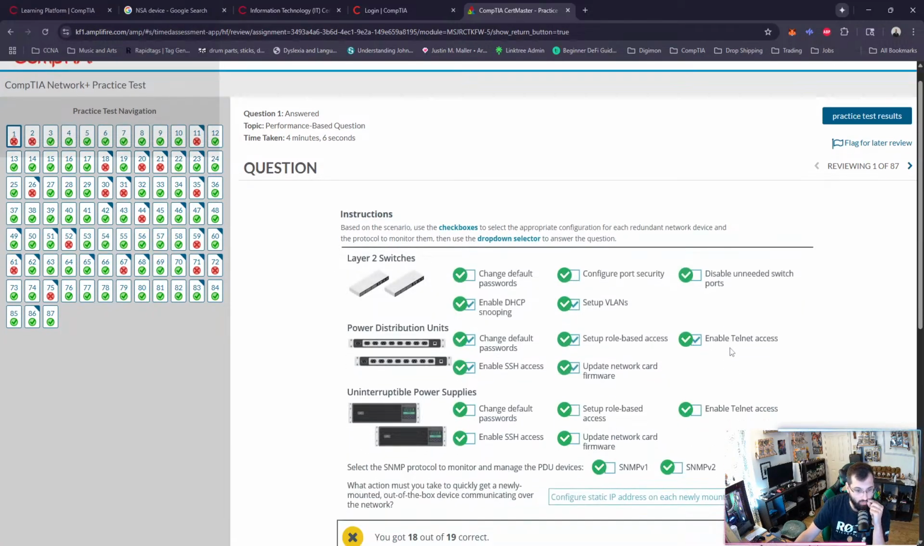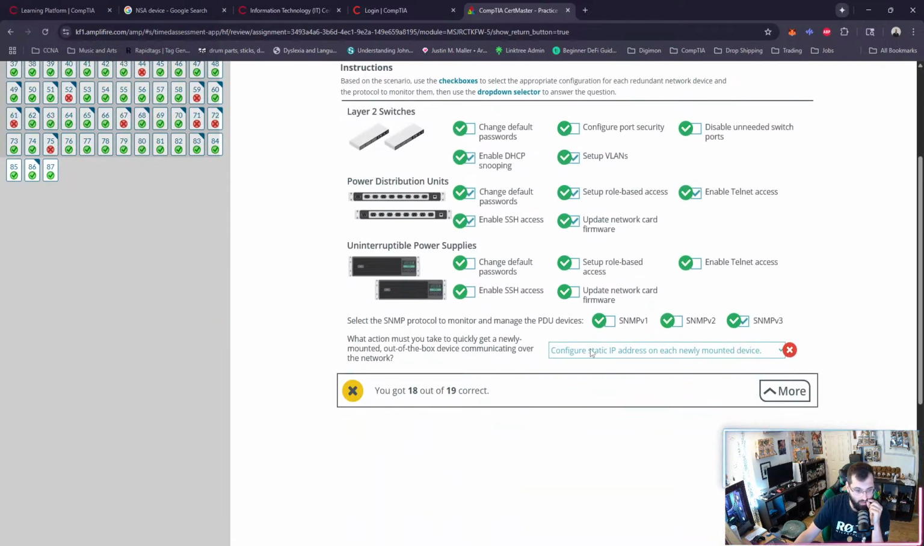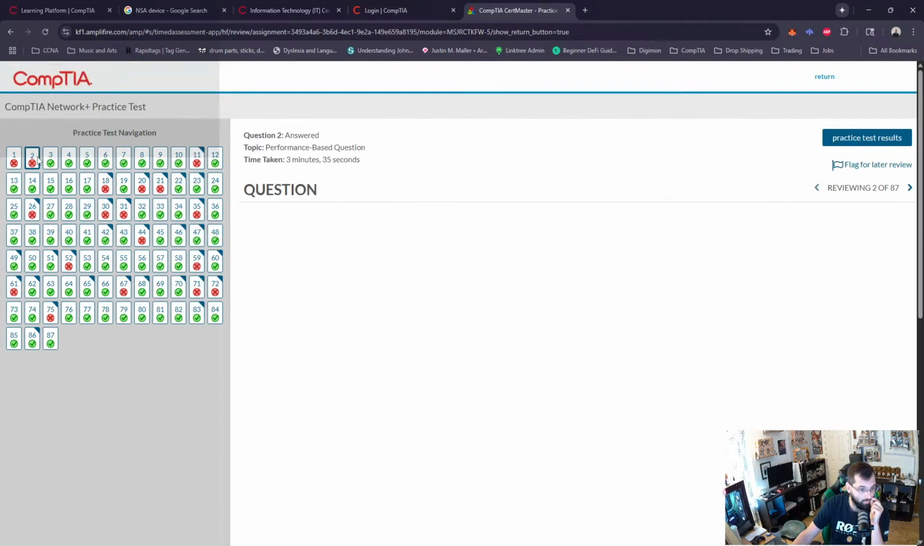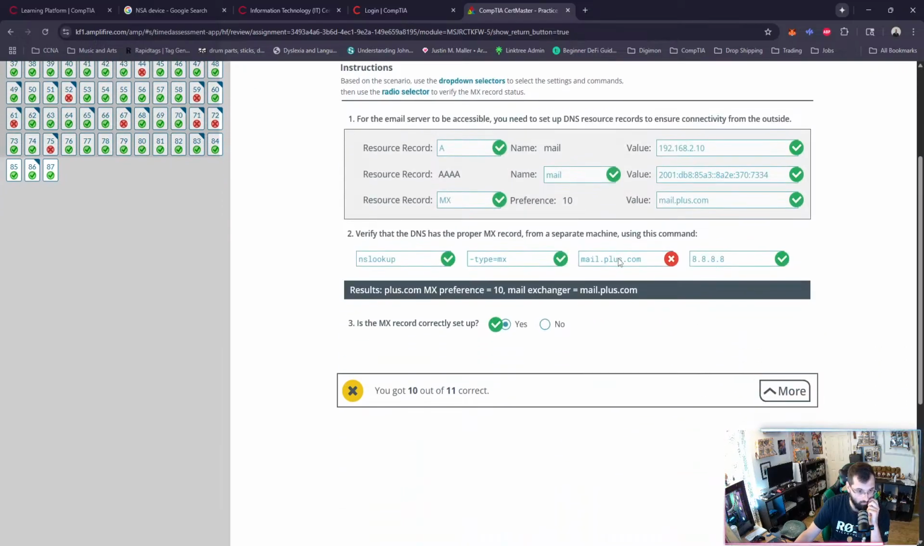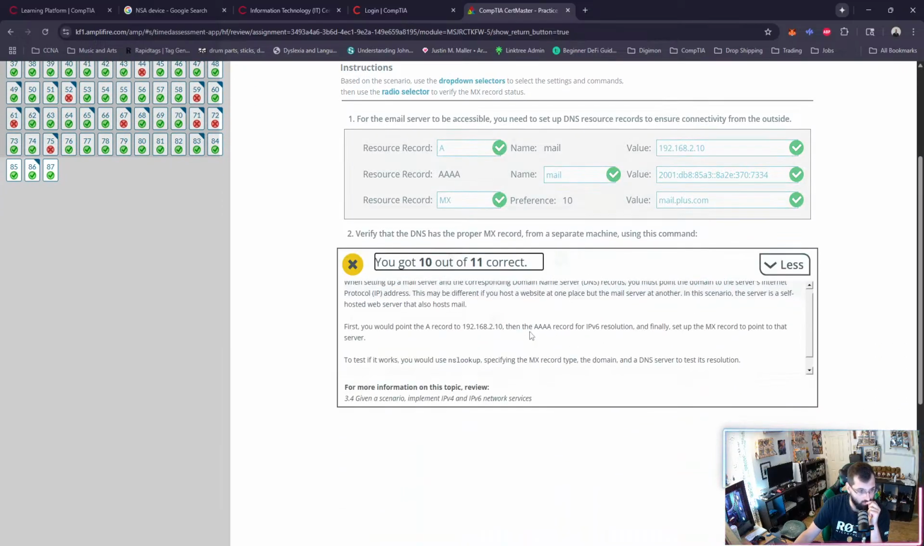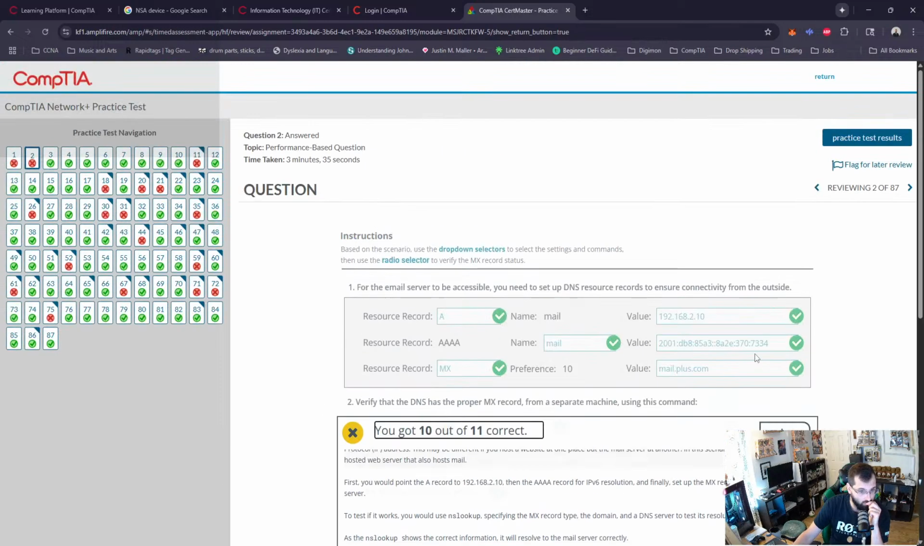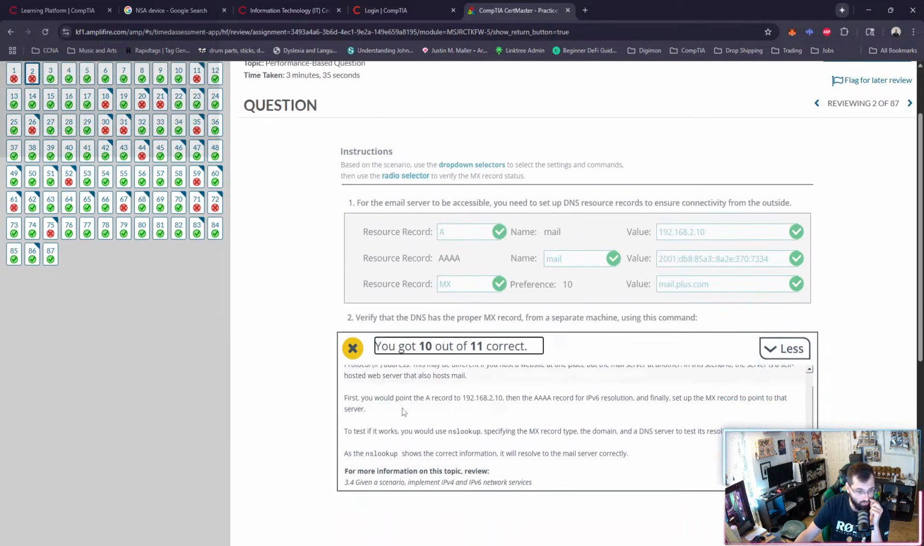So what I got wrong on this one was that there is nothing that you're supposed to do. And what I got wrong on this one was this. Why is that wrong? First you'll need to make, okay. To test the network, you'll need to NS lookup specifying the MX record type, the domain, and the DNS server to test resolution.